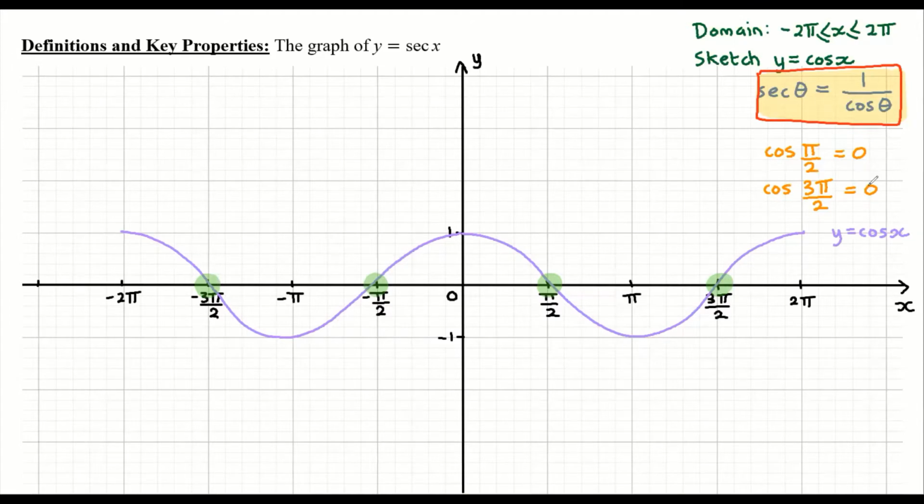Now, 1 over 0 is a problem, okay? It's sometimes sort of addressed as infinity. It's not really, it's undefined. It's not a real number whatsoever. So that means that we can't plot the graph at these nodes, okay? These nodes, we cannot plot the graph.